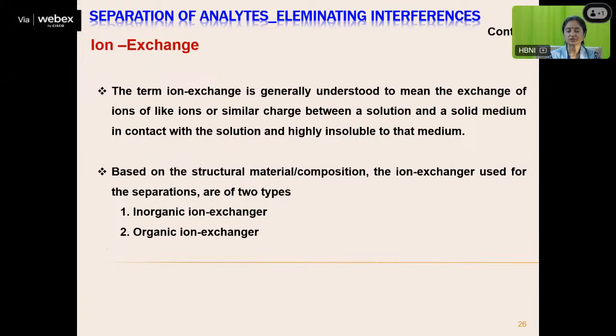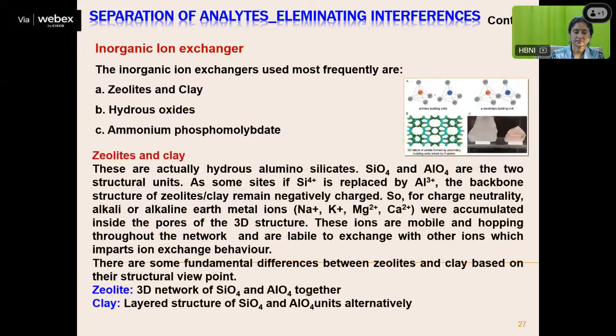So based on the structural material composition, the ion exchangers used for the separation can be divided into two types. First one is inorganic ion exchanger. Second one is organic ion exchanger. Let us see one by one. So what are the inorganic ion exchangers? There are mainly three types of inorganic ion exchanger: zeolites and clay, hydrous oxides, and ammonium phosphomolybdate.